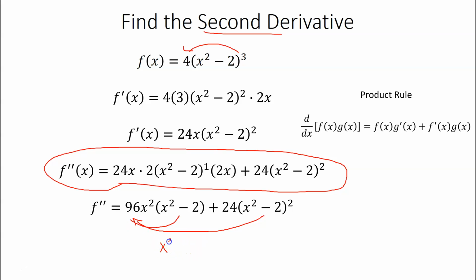So you'd have x squared minus 2 times 96x squared plus 24. Now we only factored out one of these. Think of this as u squared. So there'd still be an x squared minus 2 there. So you might see that in the back of the book where they factor it out. But I didn't. I left it that way. Okay, that's the chain rule.